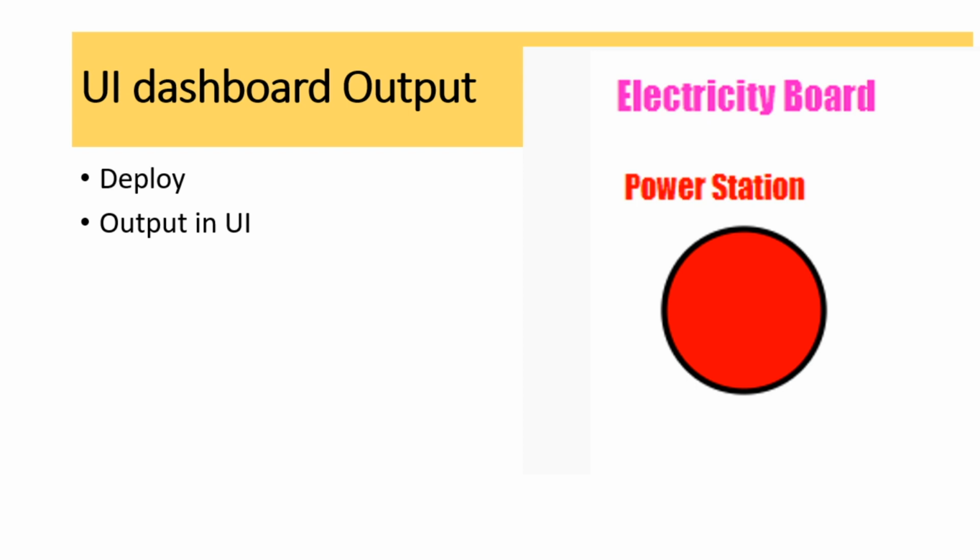So once you've done it, you just deploy your flow, and then once you click your output in the UI dashboard, you could see the output is produced like this. So this is the stroke which was given as black, and the width is 3, and the fill color is red, and power station is text, and it was again given in red color.